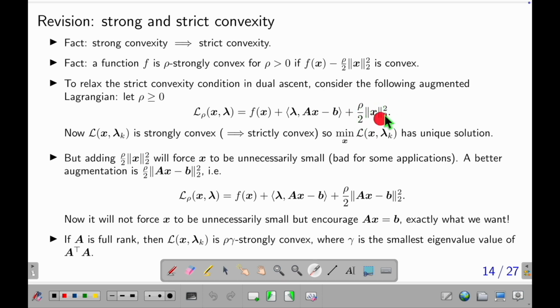Then here is the issue. This means I want x to be small, useless. What I want in the very beginning is Ax equal b. Then why don't I put this as this thing? I put the Ax equal b here. It's a penalty argument. I encourage this to be true. So I now have this. This is the Lagrangian. I add something here, this augmentation, so this is the augmented Lagrangian with a parameter rho.